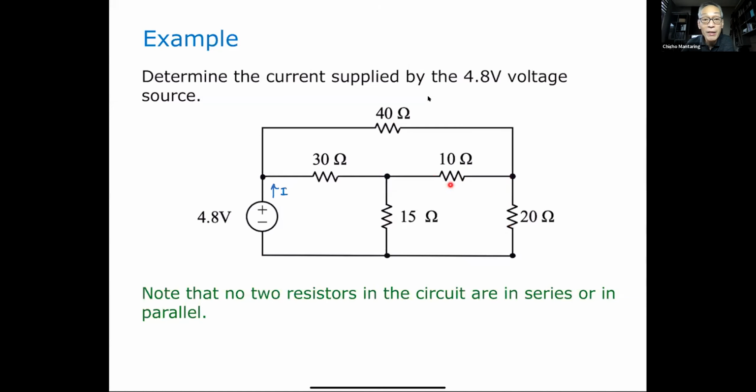I can redraw this to be a triangle. I can also redraw this to be a triangle at the top. So there are two deltas, and I can convert either of those deltas to Y. And there are also two Y's. These three resistors form a Y, 30, 10, and 15. Note that these three resistors, 40, 10, and 20, also form a Y. So there are two deltas and two Y's.